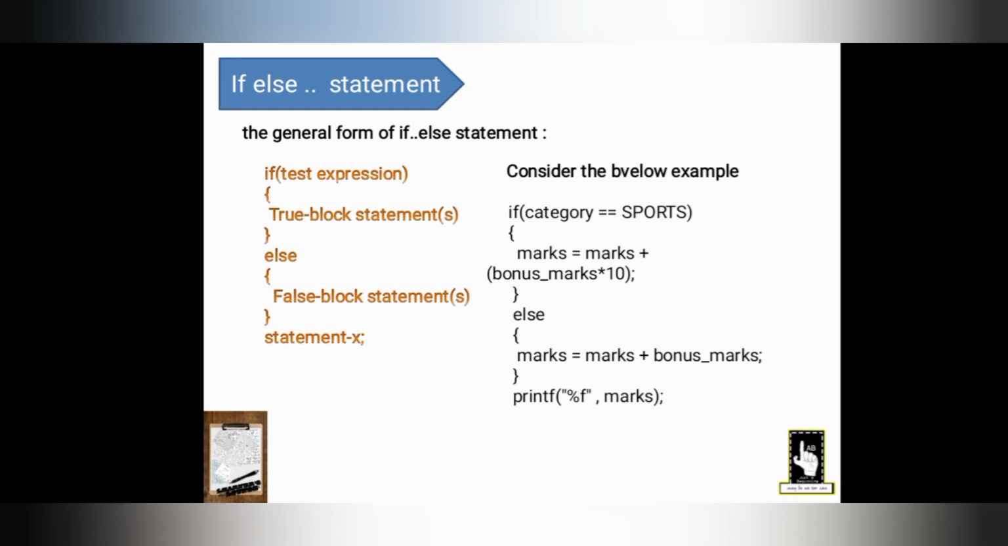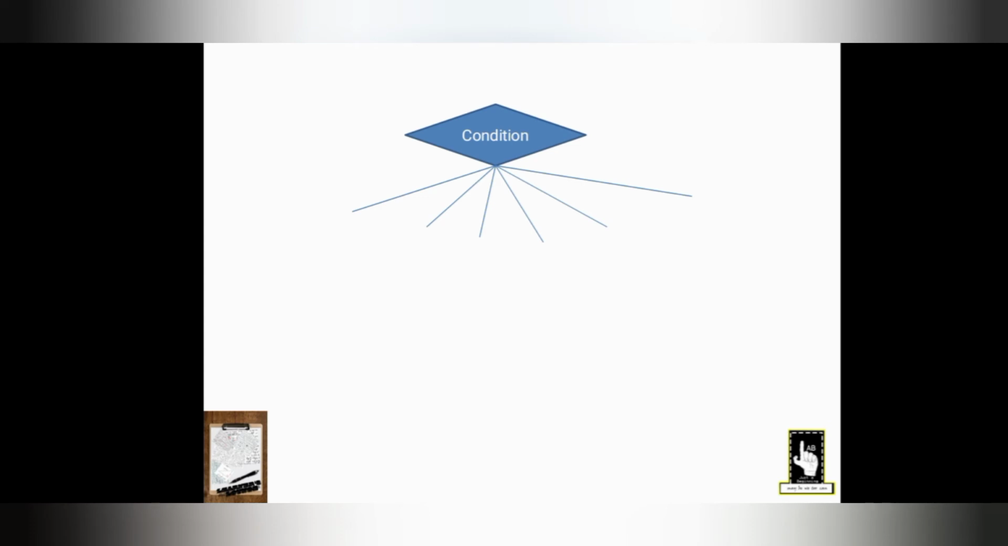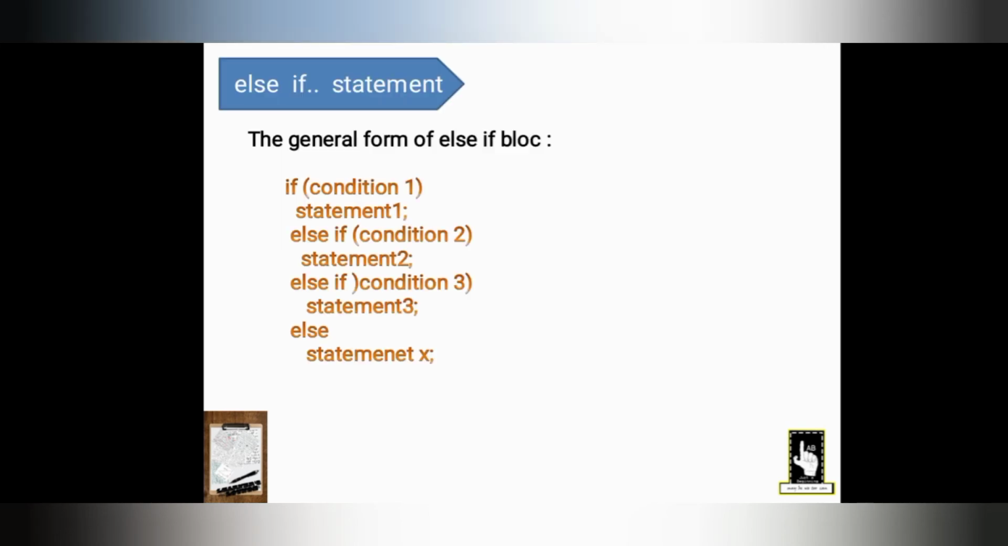Next is the else if ladder. There may be situations to do an operation based on certain ranges, and in that situation we use else if to make multiple conditions and multiple blocks to be executed. The general form of the else if block is: if some condition and statements, then else if another condition, some statements, then another else if with some more conditions and some more statements, and finally an else and a few final statements.